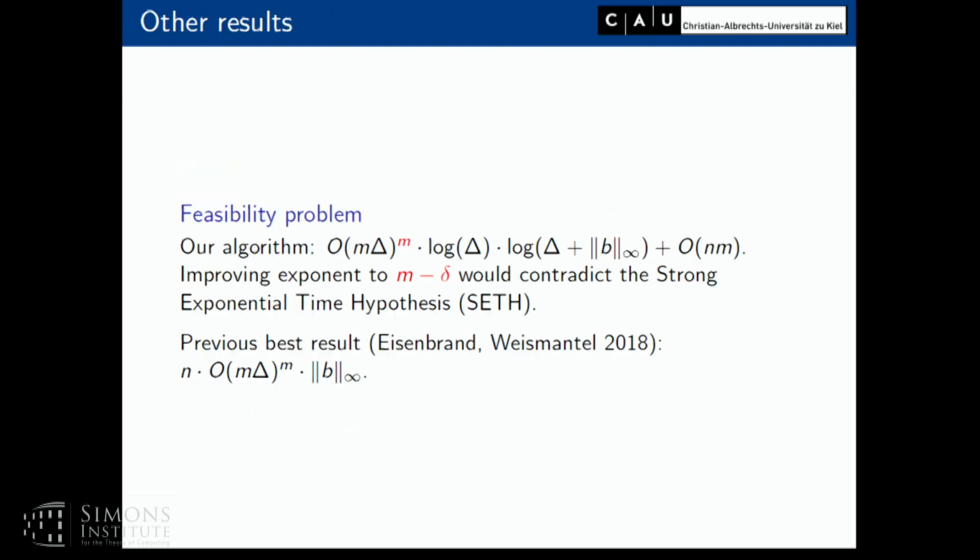So that's one thing. The second part is that we looked also at the feasibility problem, where we don't have an objective function. Here it's quite nice, so the exponent gets down to m instead of 2m. And here we have also a lower bound. If you would try to get something with m minus delta in the exponent, that would contradict the strong exponential time hypothesis. I will show you this also. This was also studied by Eisenbrand and Weismantel, where they have a similar dependence. This is the right-hand side without the square. And here we have also the log term.